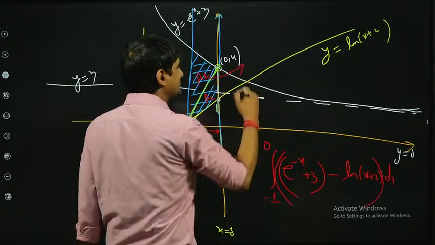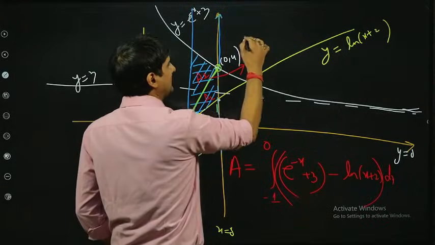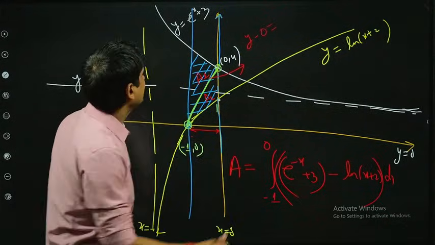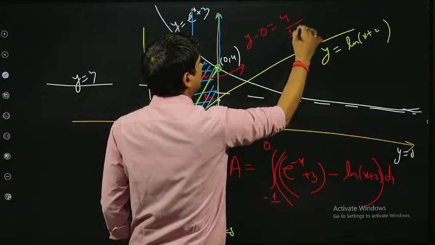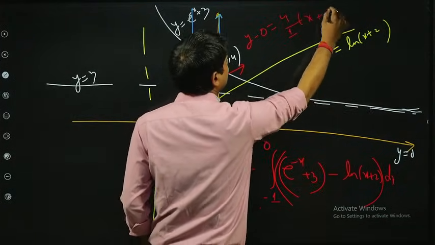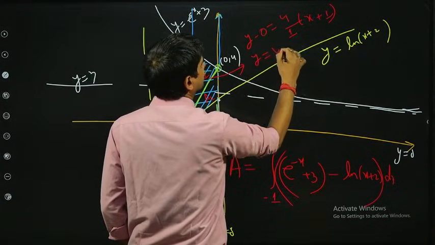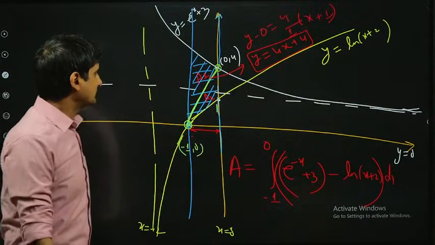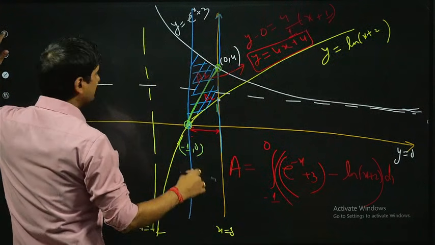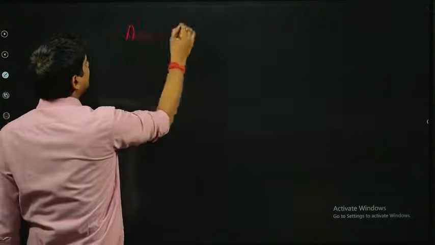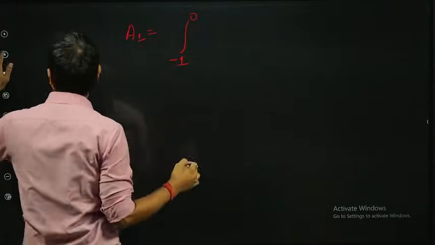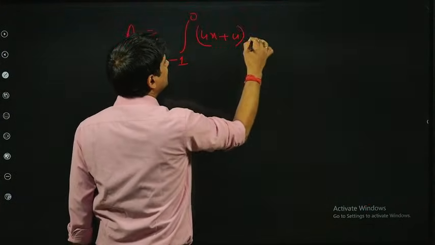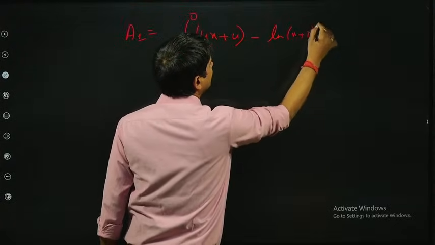Now how to get this equation? Of course we can use the two-point form. So it's y minus 0 over 4 minus 0 equals x plus 1 over 0 plus 1. So the equation of the line is y is equal to 4x plus 4. Okay, so y is equal to 4x plus 4. So now see, if we have to get area A1 here, again the bounds are the same, -1 to 0. The above curve is a straight line, 4x plus 4, minus the log one, ln of x plus 2, and that's it, dx.